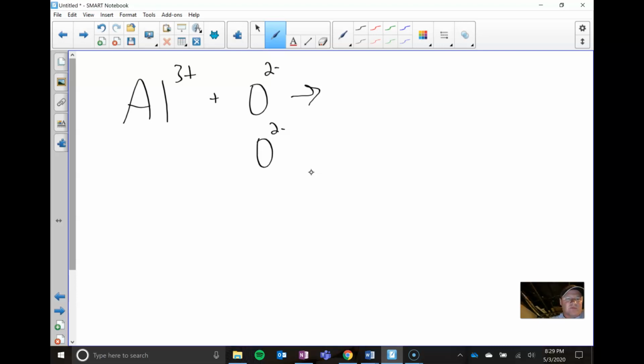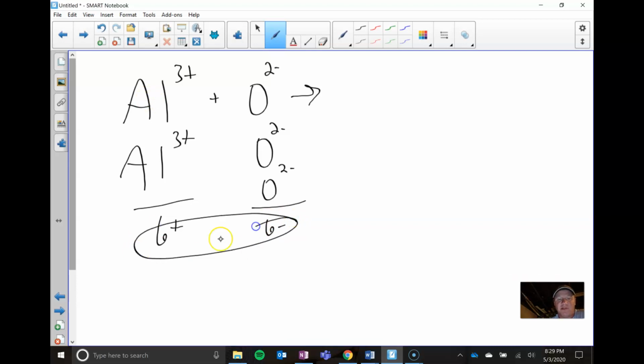Well, what if we built out this aluminum one more time? So now we've got 2 aluminums for a total charge of +6 over there. And then if I add another oxygen over here, now I've got a total charge of 6 negative over there, and now they do balance out. So this would be Al2, because I needed 2 aluminums, O3. So it took 2 aluminums and 3 of those oxide ions to balance each other out electrically. So the name of this would be aluminum oxide.